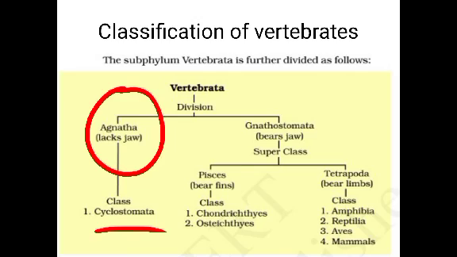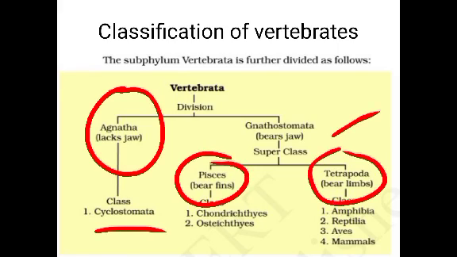Now the next division of subphylum Vertebrata is Gnathostomata. Gnathostomata means gnatho, that means jaws are present in them. That means they bear jaws. And it is divided into two superclasses. What are the two superclasses? One is Pisces and another is Tetrapoda. What are Pisces? It includes all the fishes which bear fins.